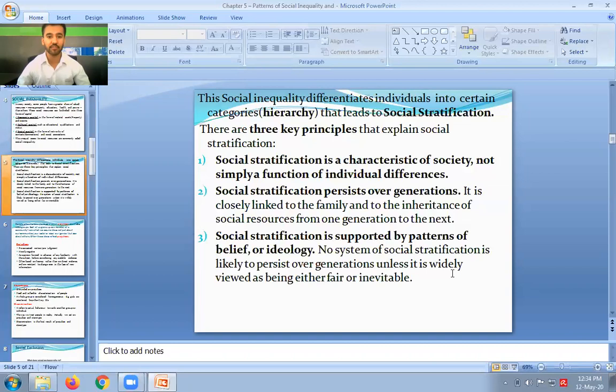Why? Because of the belief of the people, because of the ideology that people have in their minds, right? So you have to understand that when society is divided into social stratification, it is somewhere supported by patterns of belief, somewhere supported by ideology. So remember that no system of social stratification is likely to persist. What does it mean? It means that no social stratification can exist unless it is viewed as being fair or inevitable. So it just means that social stratification is supported by beliefs and ideology, right? So these are the three principles on which social stratification works.